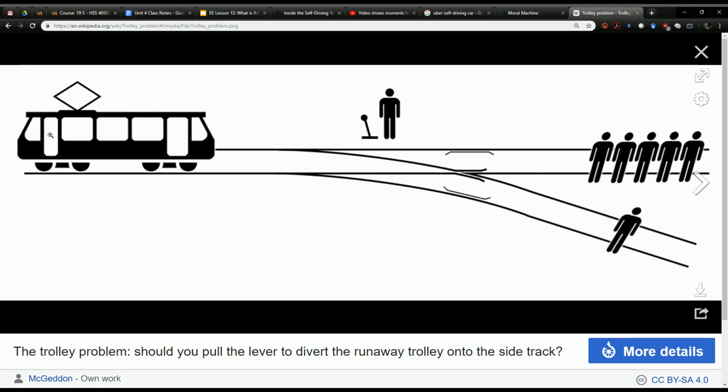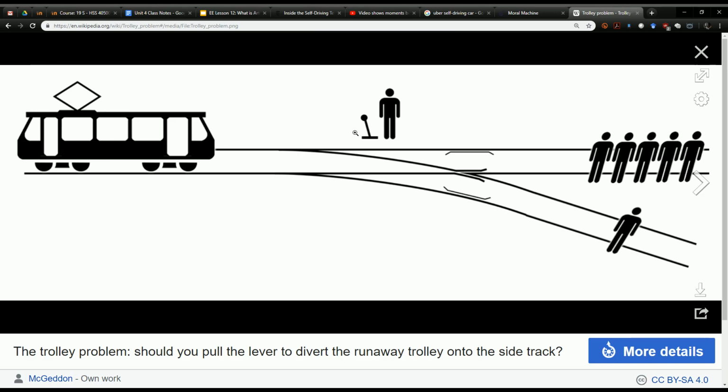So the idea is that the trolley is out of control, it's barreling along the tracks, and if no one does anything, it's going to hit a bunch of pedestrians that are on the tracks. So the pedestrians, they're not paying attention. There's no way to get their attention in time. The trolley's going too fast. So it's going to kill these 5 people.